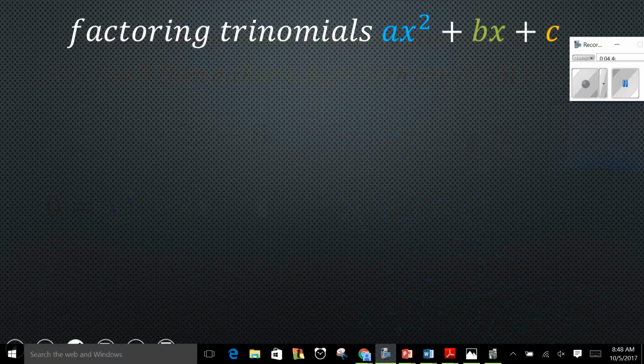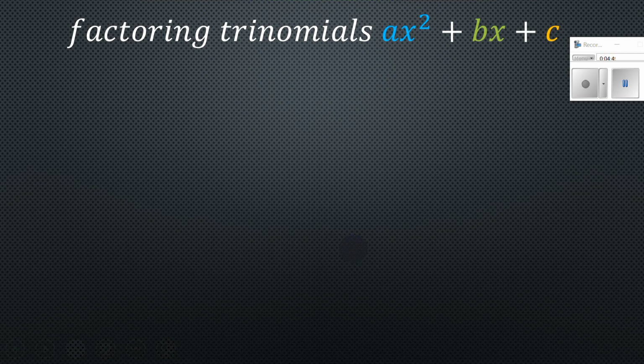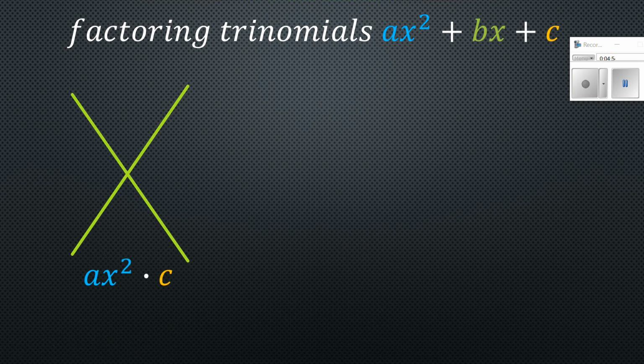Okay, before we get into a little more complicated example, I just want to remind you how factoring trinomials works with the graphic organizer. So remember, we have ax squared plus bx plus c. It's the general form for a quadratic. And we're going to use what I call the diamond.